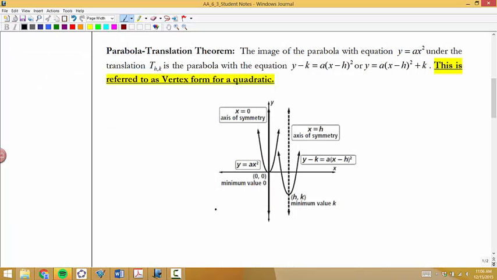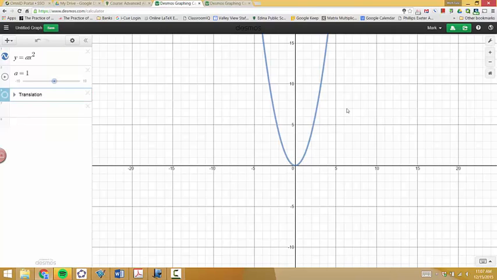Alright, the graph translation theorem applies to any relation between x and y. So if that's the case, we can apply it to quadratics. Well, our most basic quadratic is a quadratic of the form y equals ax squared. And let's just take a quick look at what that looks like graphically. So here's y equals ax squared. Right now I have a equals 1.